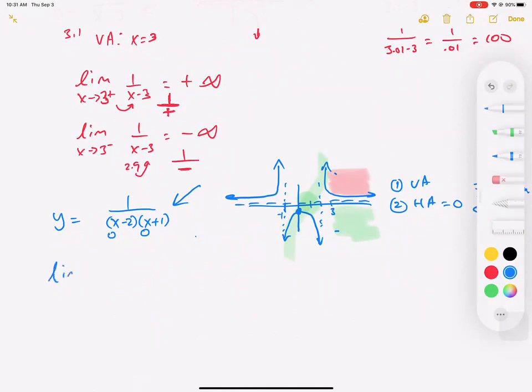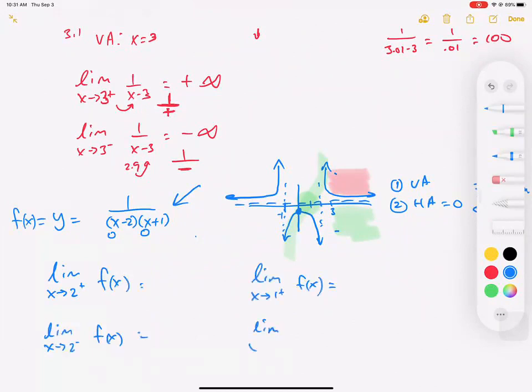The limit as x approaches 2 from the right side of, well, we'll just say this is, I'm going to call this f of x to save my time writing. It's going to be f of x. What would the limit look like as we approach 2 from the left side of f of x? What would the limit look like as we approach x from the right side of negative 1? And what would the limit look like as we approach x from the left side of negative 1?